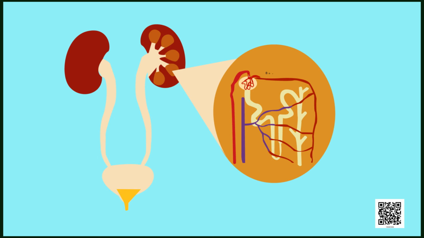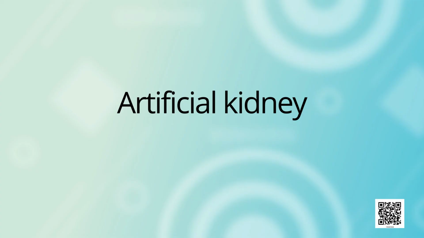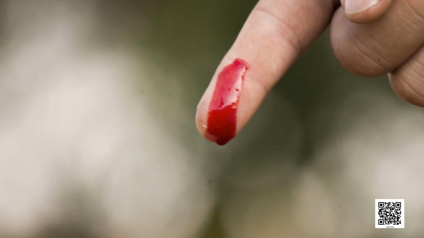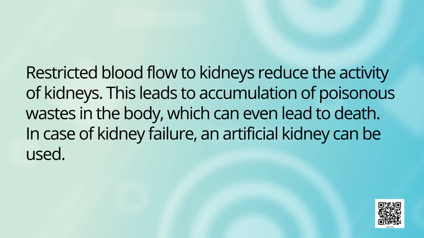The bladder is muscular, so it is under nervous control. As a result, we can usually control the urge to urinate. Artificial kidney. Kidneys are vital organs for survival. Several factors like injury, infections, or restricted blood flow to kidneys reduce the activity of kidneys. This leads to accumulation of poisonous wastes in the body, which can even lead to death.